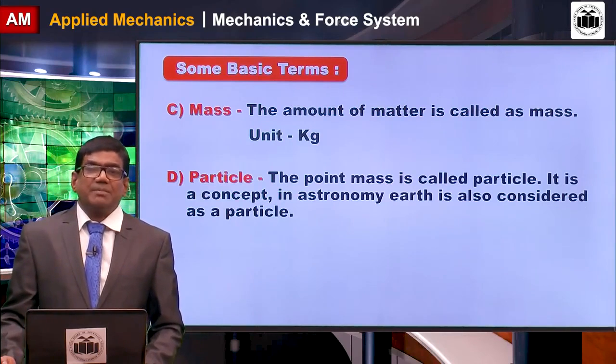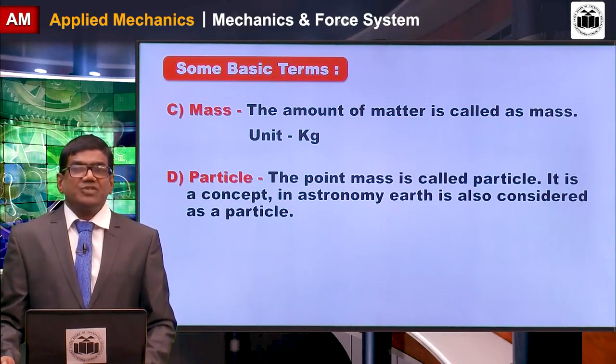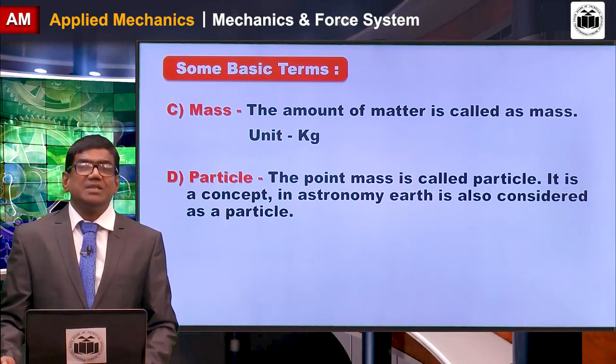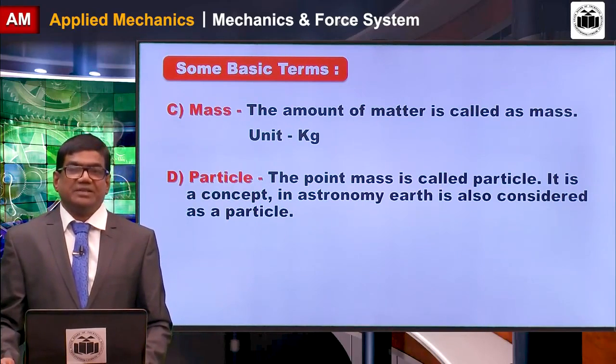Next is the particle. The point mass is called a particle. It is a concept. In astronomy, Earth is also considered as a particle. Such a small mass which cannot be divided further into two parts is known as a particle.